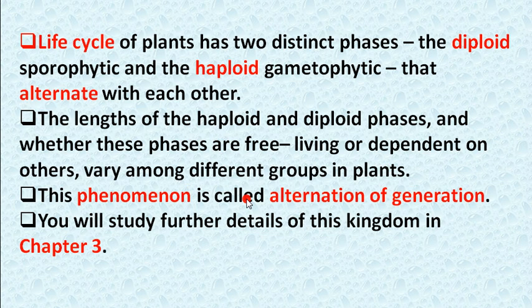This phenomenon is called alternation of generation. This is important. Alternation of generation can be seen in plants. Alternation means changing the two generations, diploid and haploid. You will study further details of this kingdom in chapter number 3.